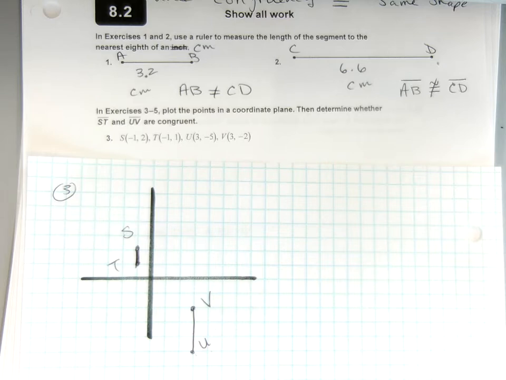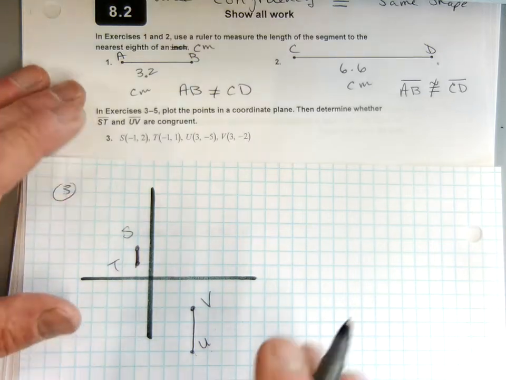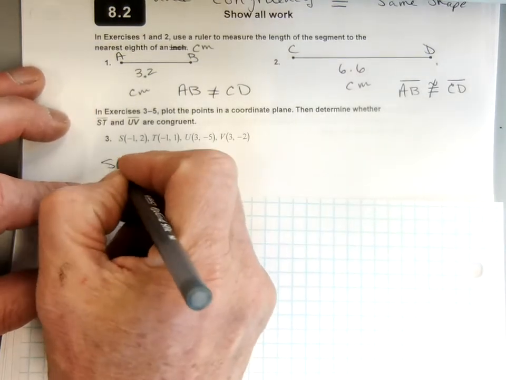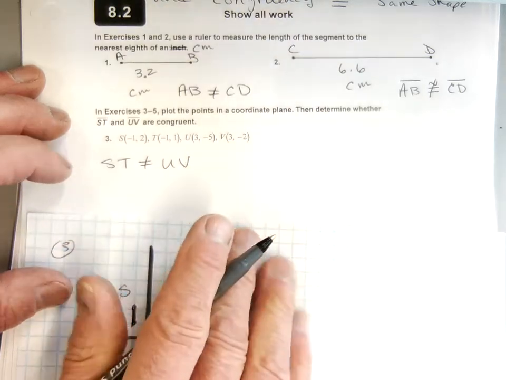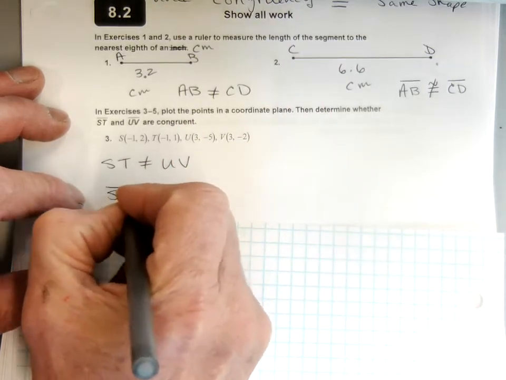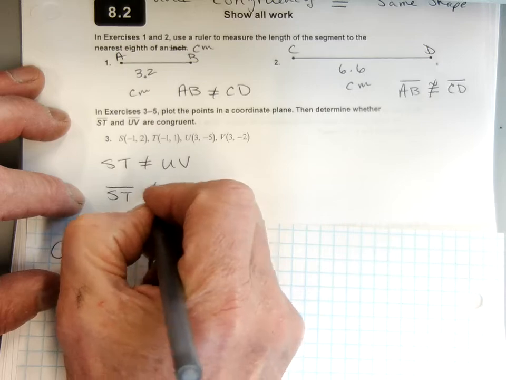I know they have different lengths, so I'm going to say they're not equal, not congruent. All right, this is easy. Easy peasy. So I'm going to say that ST is not equal to UV, which means also that ST is not congruent to UV.